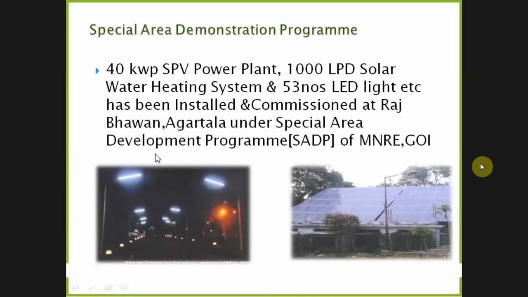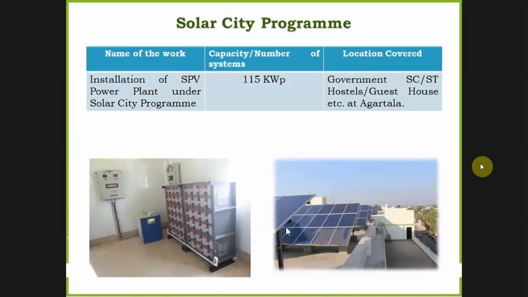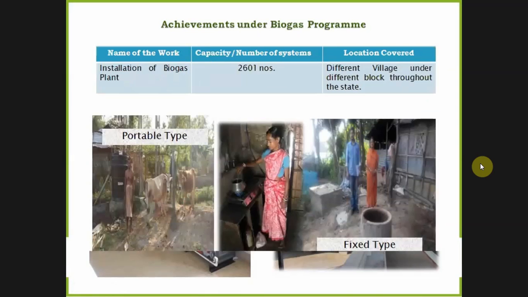And this is our Raj Bhavan. We have installed a 40 kilowatt solar power plant for lighting this Raj Bhavan. And this is the solar water heating system for heating water, for bathing purpose in the government guest house. This is the solar system in the market area, a 45 kilowatt solar power plant for the market area. We have covered this, and hostels, SCS hostels and other areas.